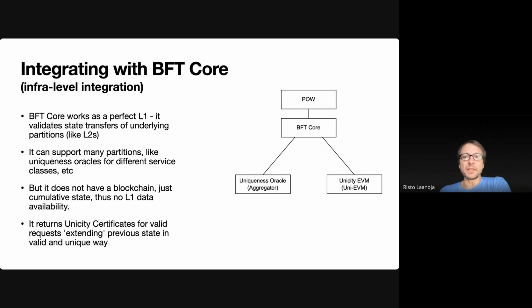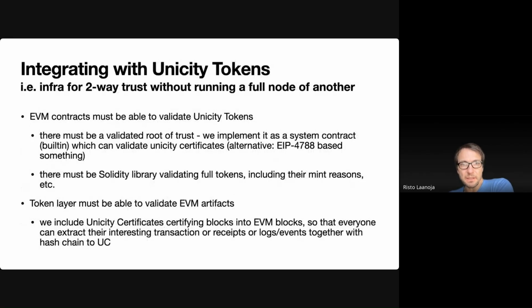Integrating the EVM machine with Unicity infrastructure has, in fact, two kinds of independent layers. One is an infrastructure level integration, so that our BFT core certifies whatever the EVM is doing, and another one is the token layer or token level integration. And it means that our layer 3 or token layer tokens must be verifiable for contracts running in EVM and vice versa.